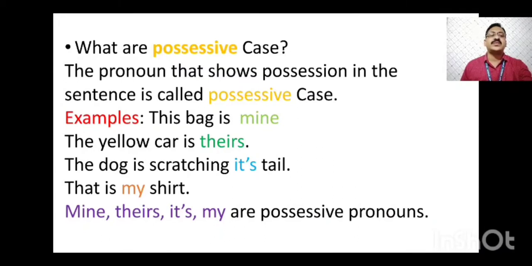Whose bag is this? This is mine. Whose yellow car? Theirs. Whose tail? Dog's tail. Whose shirt? My shirt. So mine, theirs, its, my. This shows something belongs to them. That is why they are possessive pronouns.